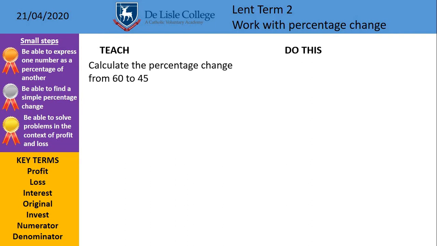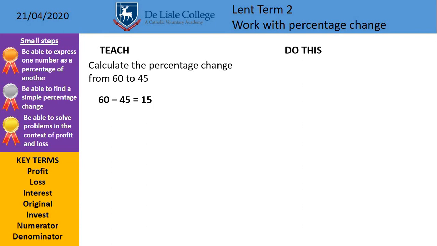Now this one is a percentage decrease, but we work it out in exactly the same way. So calculate the percentage change from 60 to 45. So just as before, we work out the difference. The larger number is first. It doesn't matter which way round the numbers are. The only difference is from going from a larger number to a smaller number, we know that this would be a loss. This would be a percentage decrease.